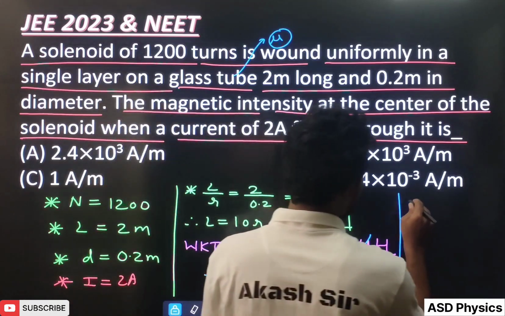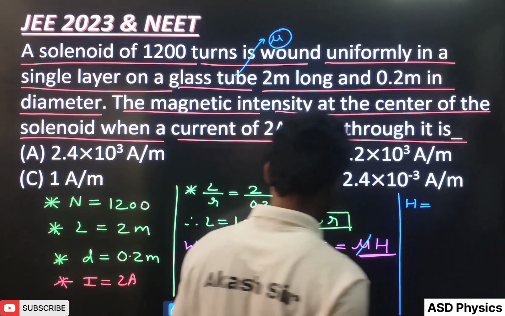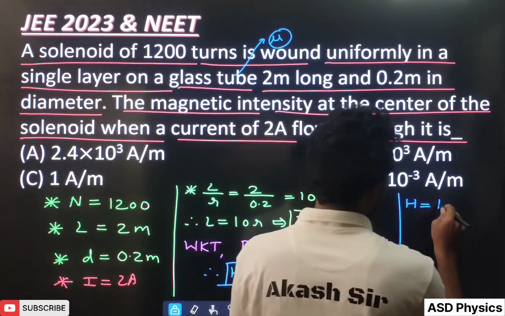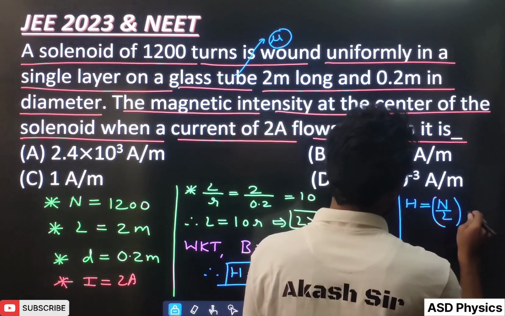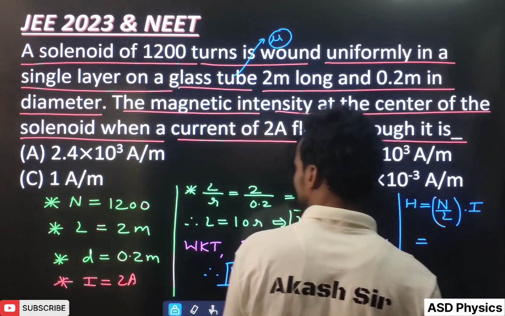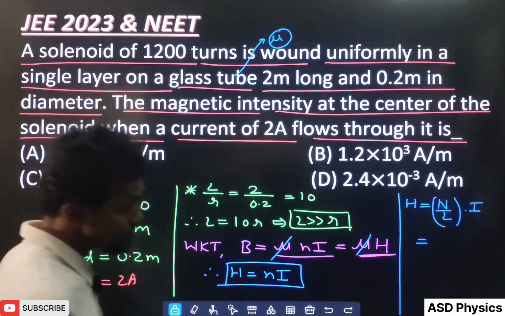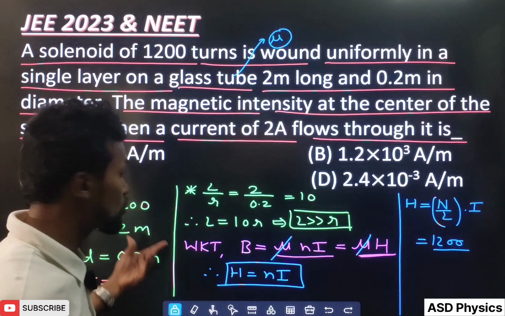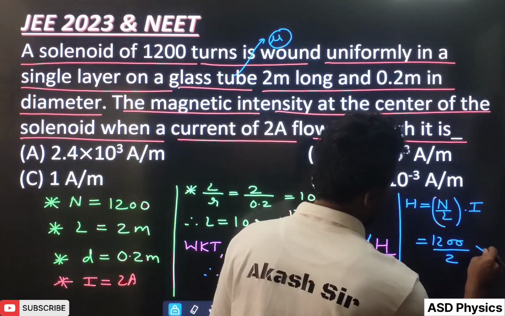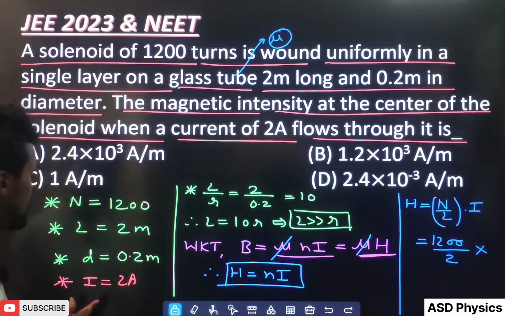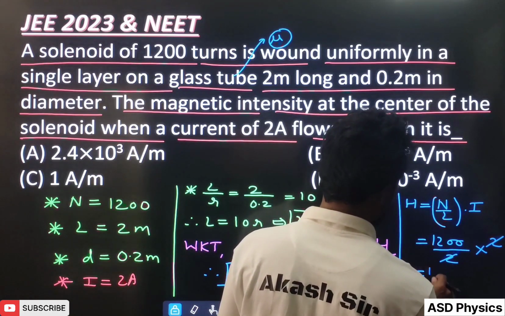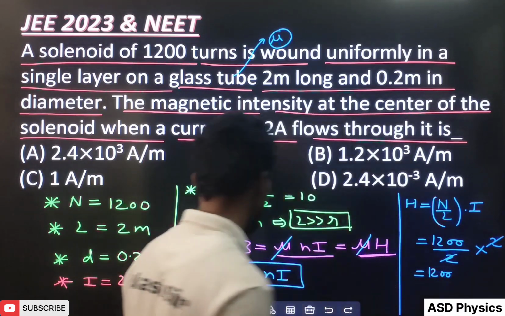So in this situation what we can write here, students, is H equal to n i. What is n? n is the number of turns per unit length. So we can write here N by L into I. N how much is given here? 1200. Length how much is given here? 2 meter. Remember that. And current I how much is given here? That is also 2 ampere. So here this 2 and 2 will cancel out, and it will come 1200.